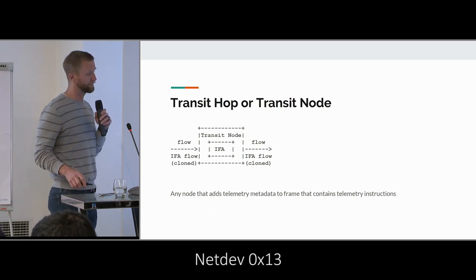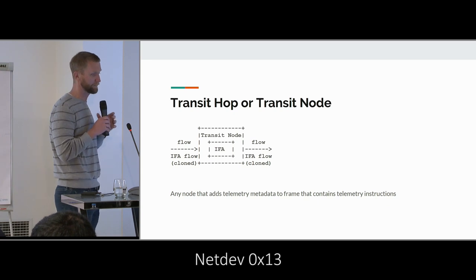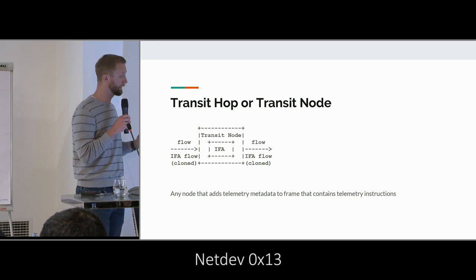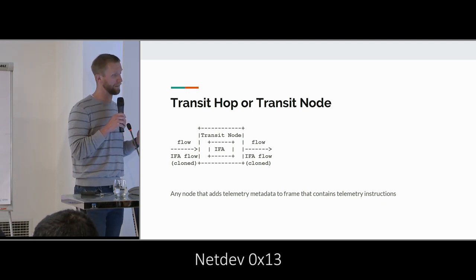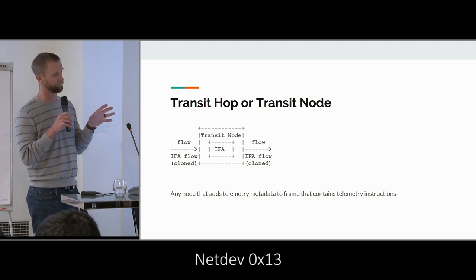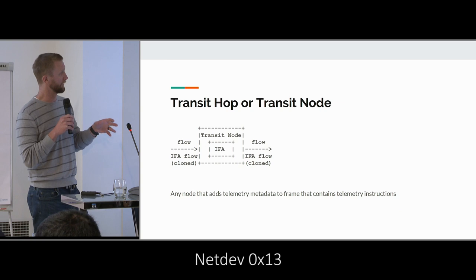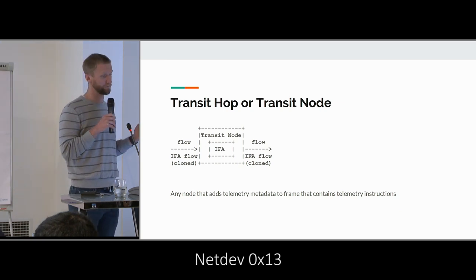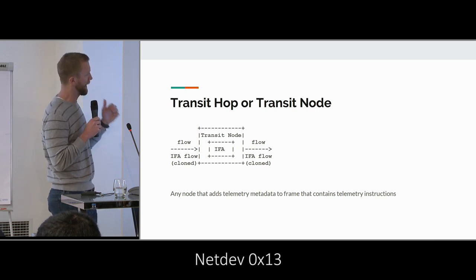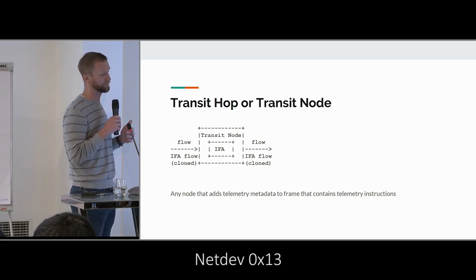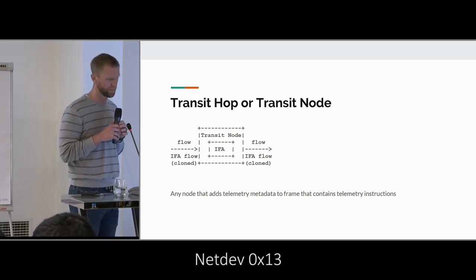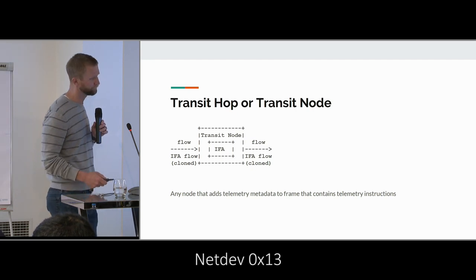All right, the next is a transit node. So these are the nodes that are going to provide us interesting information. They're going to notice that a telemetry instruction exists. They're not doing any cloning. They're only adding data in line. So this is the piece that's critical in a lot of ways, because this is what's going to give you information as you traverse through the network. And it's only going to add telemetry data to frames that contain telemetry instructions and these IFA or INT headers. We'll talk about what those look like in a little bit.